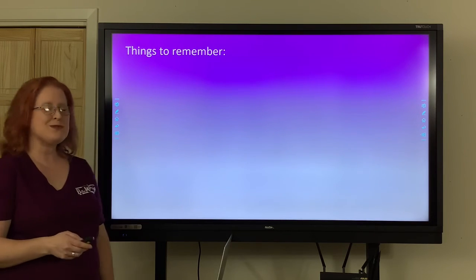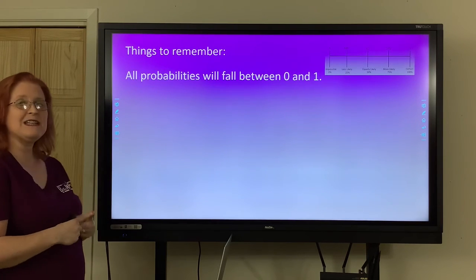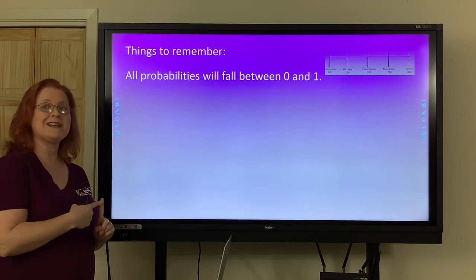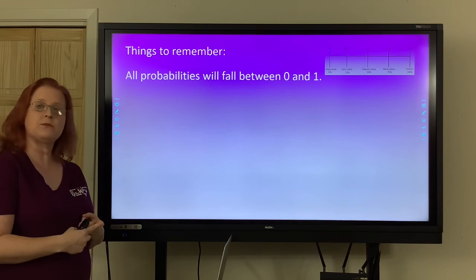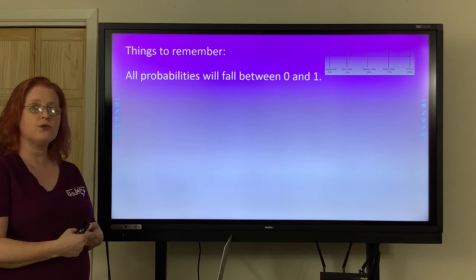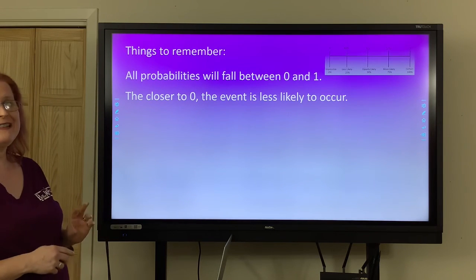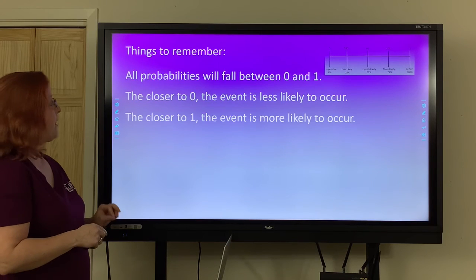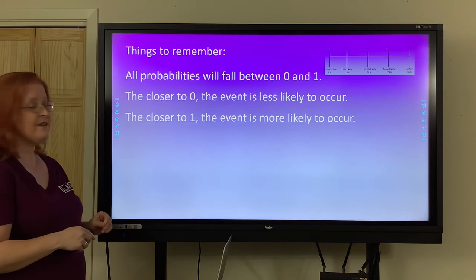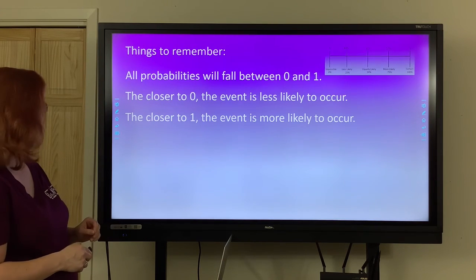Some things to remember. All probabilities will fall between 0 and 1 as a decimal. Convert that to a percent, it would be from 0 to 100. The closer to 0, the event is less likely to occur. The closer to 1, the event is more likely to occur.